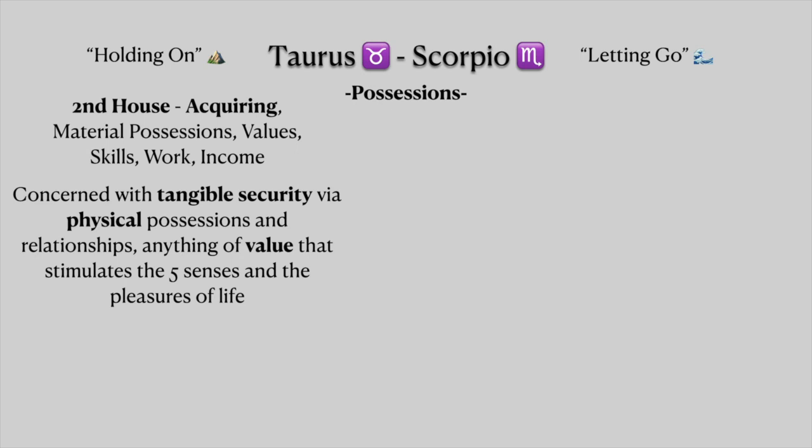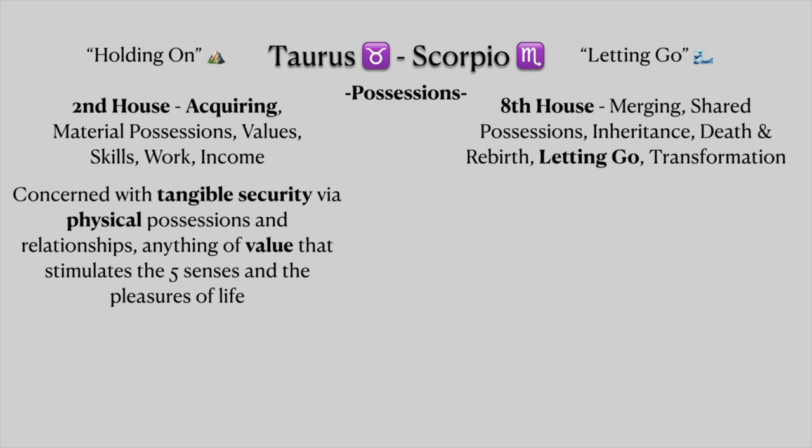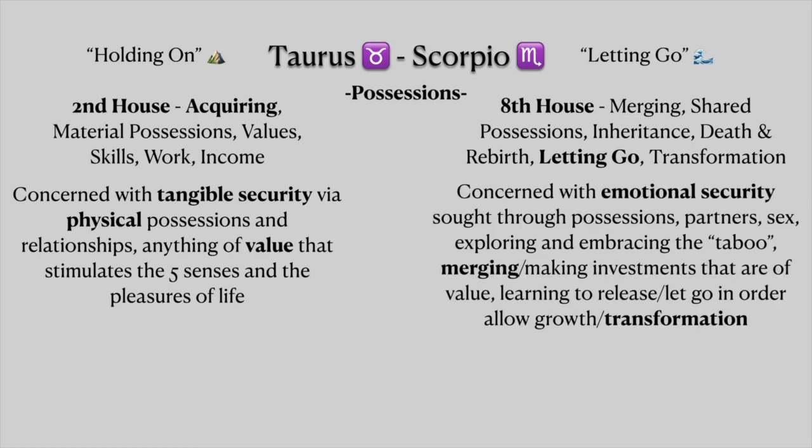Taurus is concerned with tangible security via physical possessions and relationships, anything of value that stimulates the five senses and the pleasures of life. Scorpio rules the 8th house of merging, shared possessions, inheritance, death and rebirth, letting go, and transformation. Scorpio is concerned with emotional security, sought through possessions, partners, sex, exploring and embracing the taboo, merging or making investments that are of value, learning to release and let go in order to allow growth and transformation.